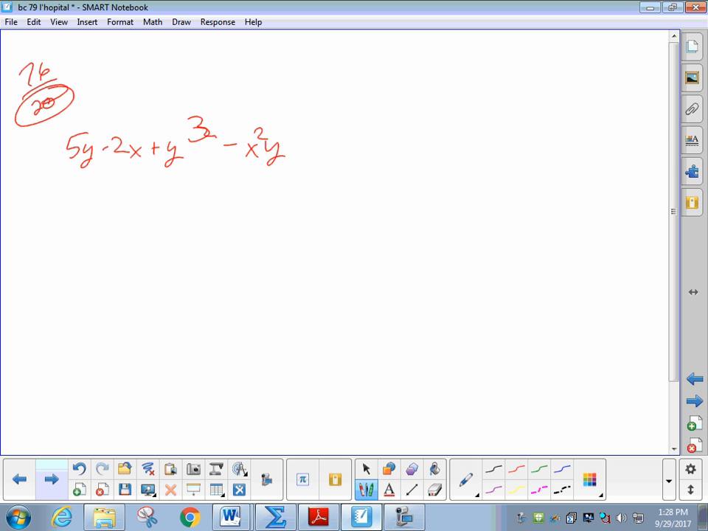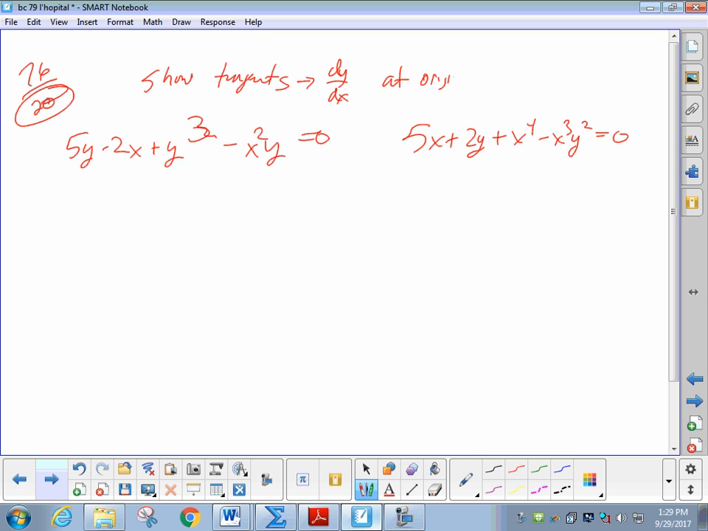x squared y equals 0 and 5x plus 2y. Okay, you're supposed to show that the tangents at the origin are perpendicular. So surely tangents means the derivative at the origin. And perpendicular means opposite reciprocal slope. So I need to take the derivatives, find the derivatives at the origin, and hopefully there will be opposite reciprocal slopes. Does that get you started, or shall I continue?